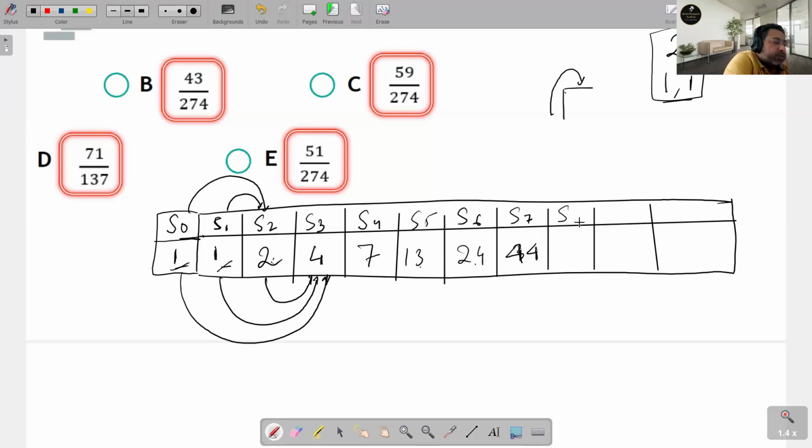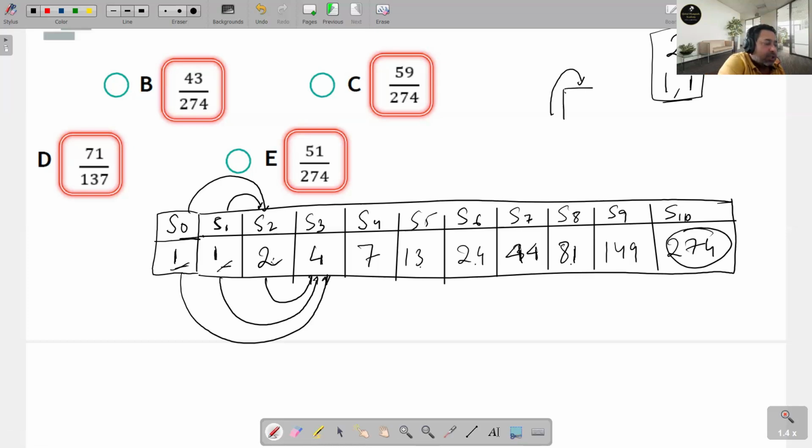Step 8 will be 44 plus 24, which is 68. 68 plus 13, which is 81. Step 9 will be 81 plus 44, which is 125 plus 24, 149. And step 10 will be 81 plus 44, which is 125 plus 149, which is 274. There are 274 ways altogether.